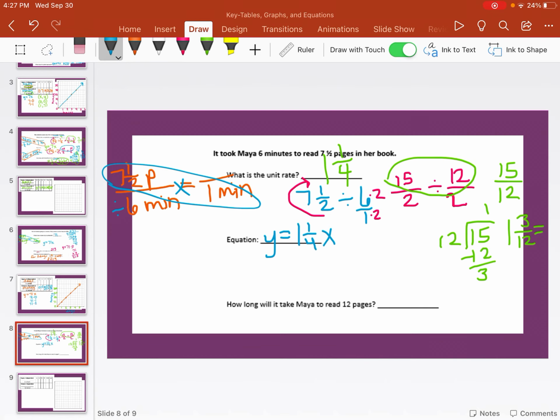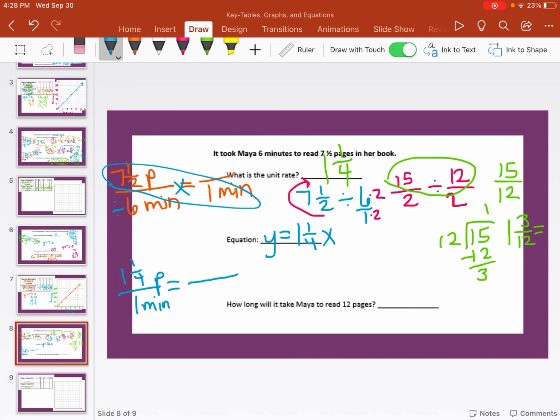Then they ask me a question, how long will it take Maya to read 12 pages? So let's set it back up in my proportion. Again, you can use that unit rate or you can go back and use the original. Doesn't really matter. I'm going to use the unit rate just because it's a smaller number. Hopefully that'll help make it a little easier. We'll see. So 1 1/4 pages for 1 minute.